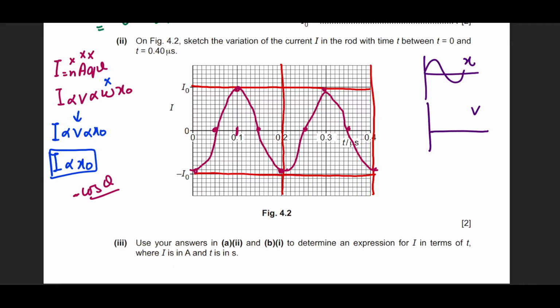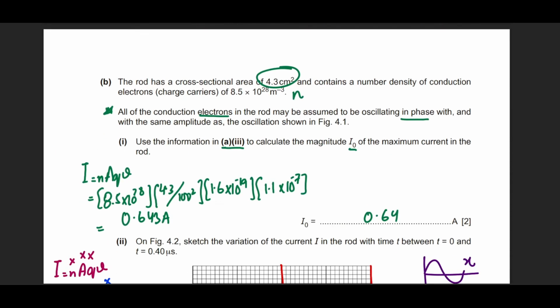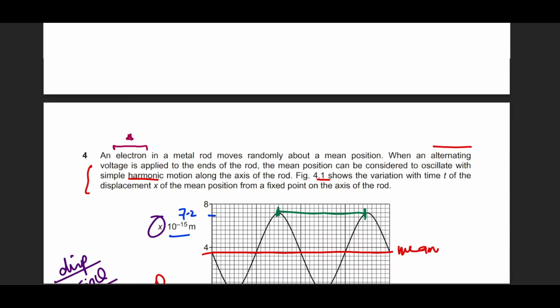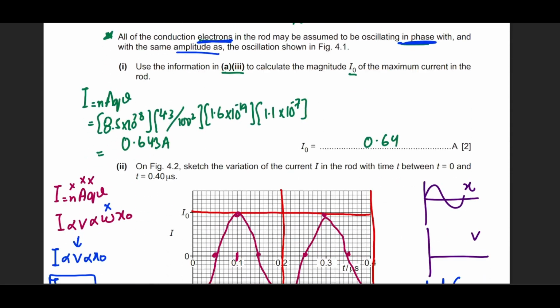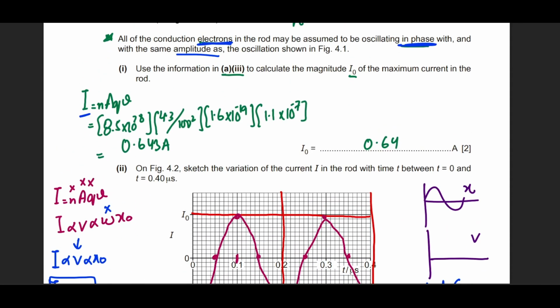But there is a problem. The problem is that this graph is for the electrons. The question says that electrons are oscillating in phase with the same amplitude, right? So if minus sine theta was my reference, the derivative becomes minus cos theta for velocity and then for current. It's fine, it's right. But the value of current that we calculate, or the formula of I equals Q by T that we so much entertain, is basically for the conventional current. It's for a conventional current graph, right?